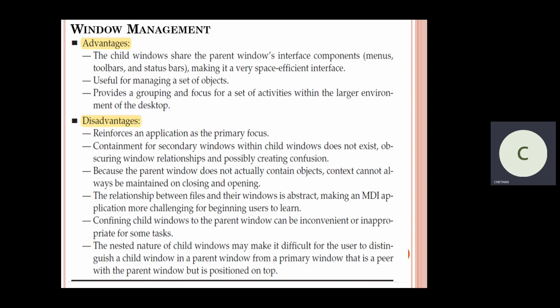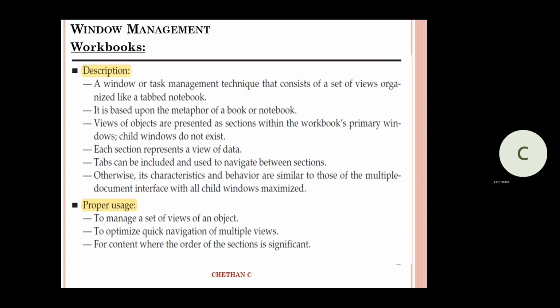A very simple disadvantage: because there are multiple windows coming in, it reinforces the application as a primary focus. Because a parent window does not actually contain those objects, context cannot be maintained between the closing and the opening of it. Also, confining child windows to the parent window can be inconvenient or inappropriate for certain tasks. So let's go to the next thing, the workbooks.